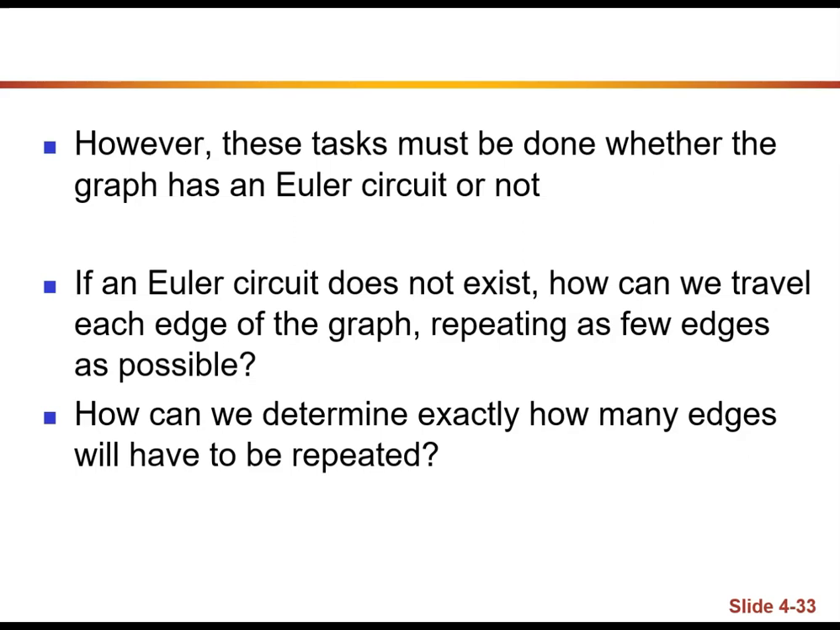However, these tasks must be done whether the graph is an Euler circuit or not. If the Euler circuit does not exist, how can we travel each edge of the graph, repeating as few edges as possible? How can we determine exactly how many edges will have to be repeated? In other words, if we're repeating, we're either going to have loops, or we might have to make duplicate edges, but again, you want to minimize those as best you can. So you want to Eulerize the graph.